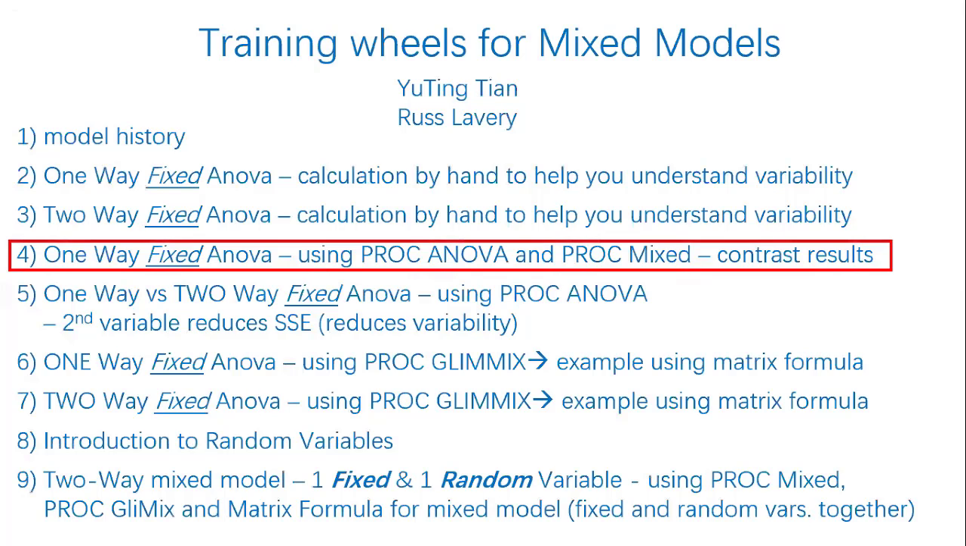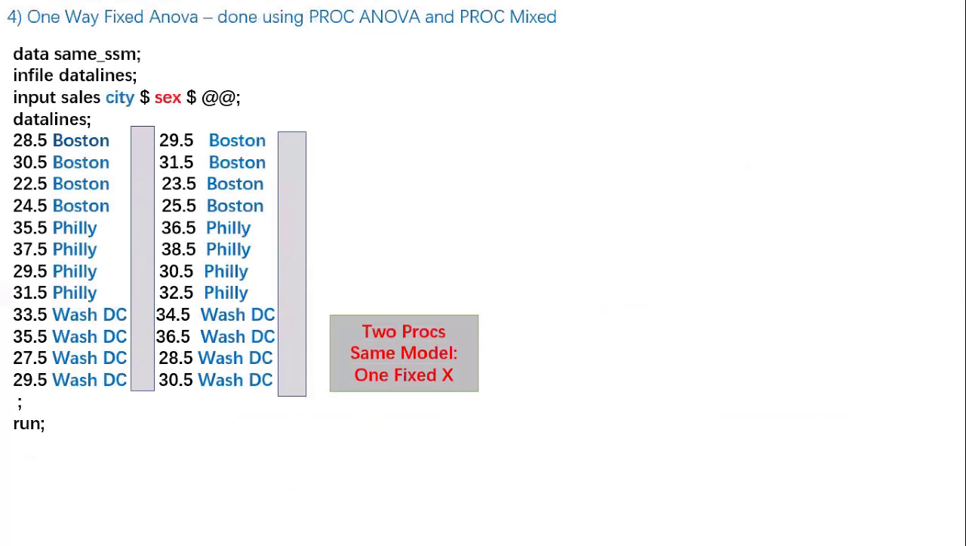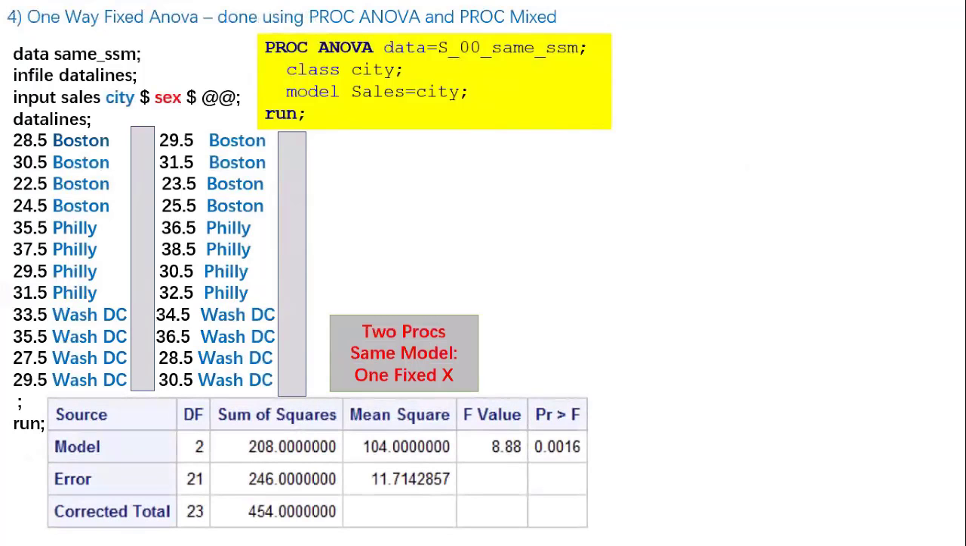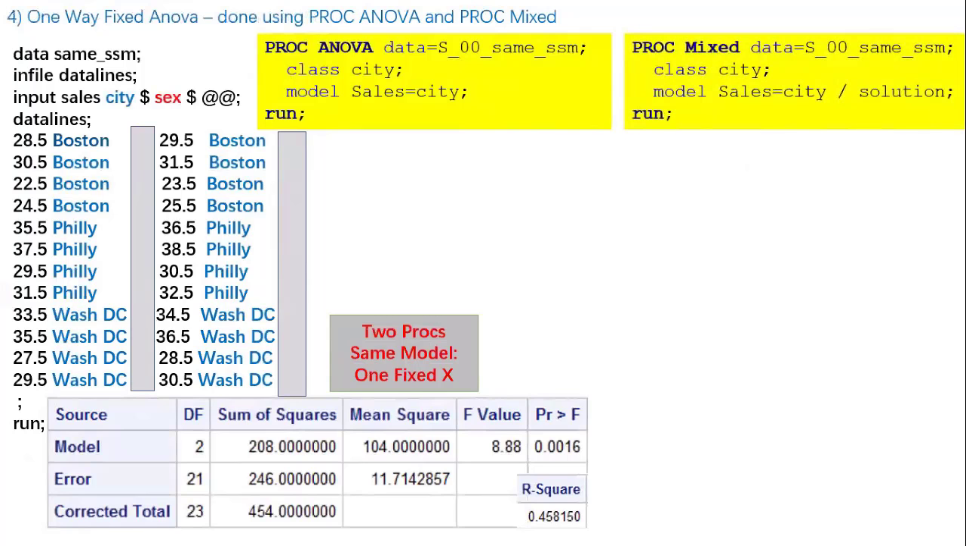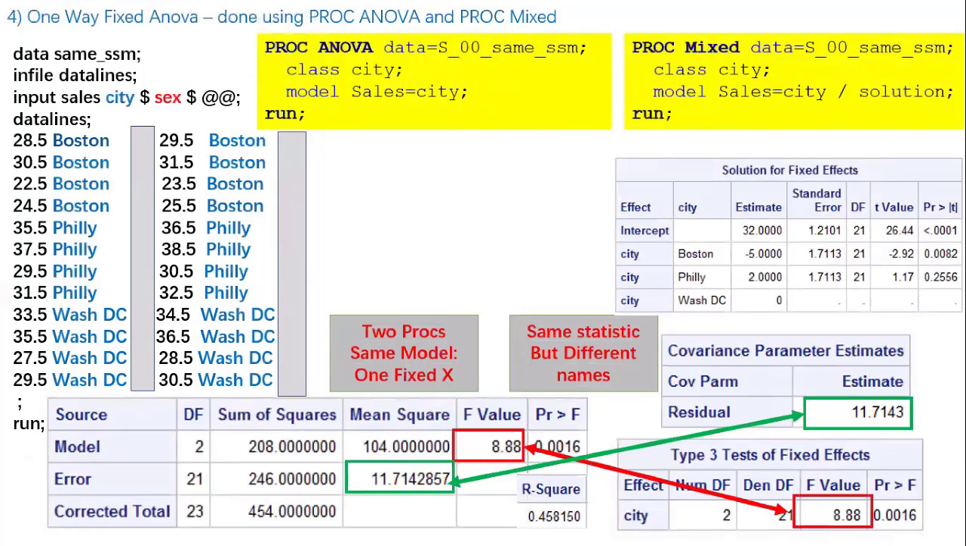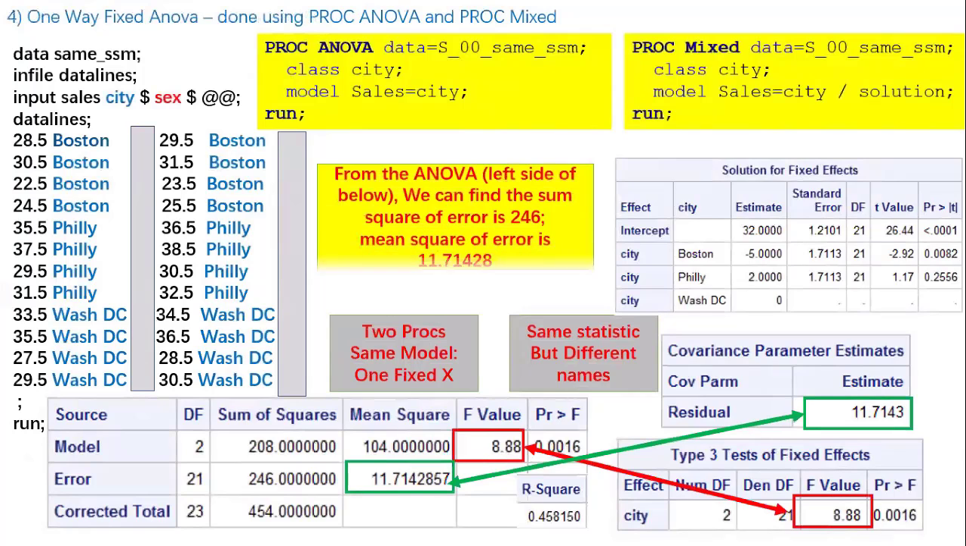Let's go to the fourth section. When we fix ANOVA, I will show the ANOVA and proc mixed. This is our data. These are two procedures, same model on fixed X. So first is proc ANOVA. And this is output from the SAS. This is our output. And this is proc mixed. This is output from the proc mixed. We can see same statistics but different names.